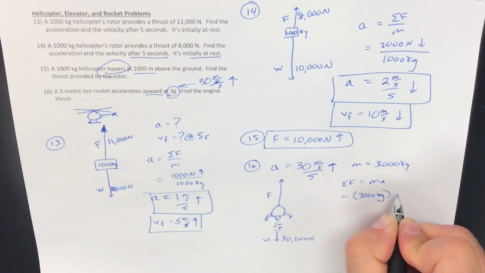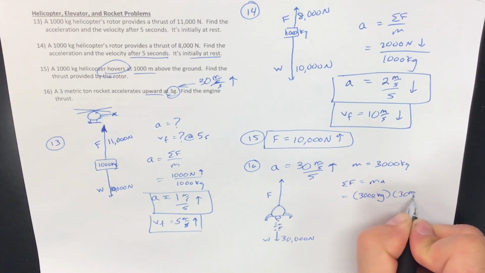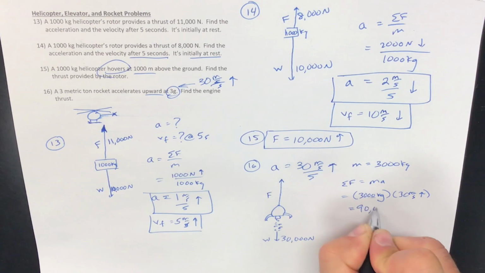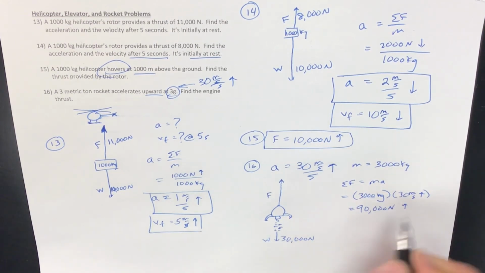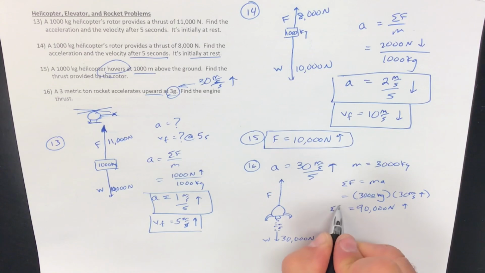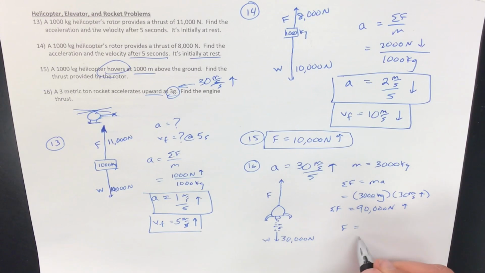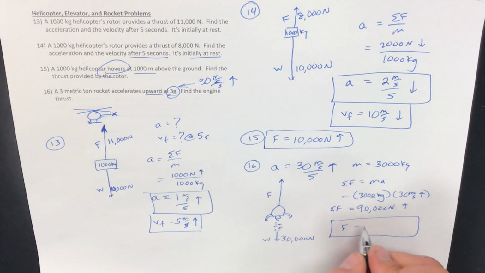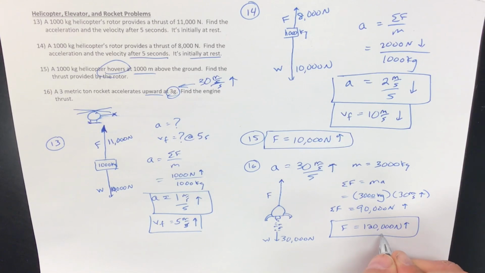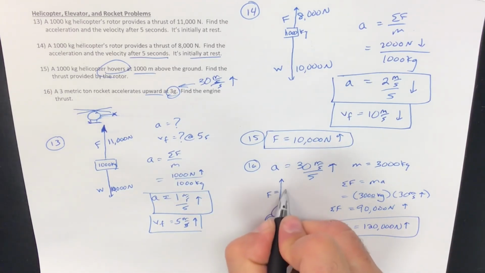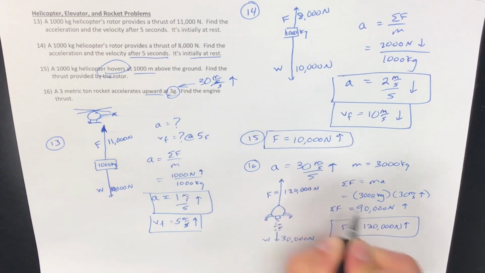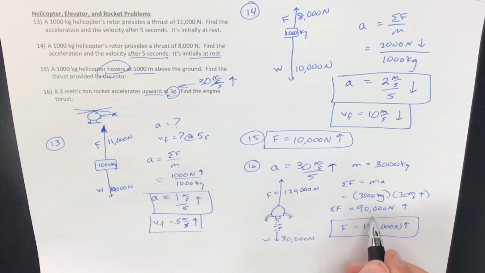3,000 kilograms, the mass, times acceleration of 30 meters per second upward, is 90,000 newtons upward. That's the net force, which means that this upward force minus the downward force has to give you 90,000. And so it's 120,000 newtons up. 120,000 newtons up minus 30,000 newtons down. 120,000 newtons up minus 90,000. Oh, there's the net force.